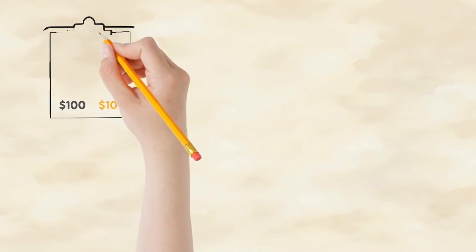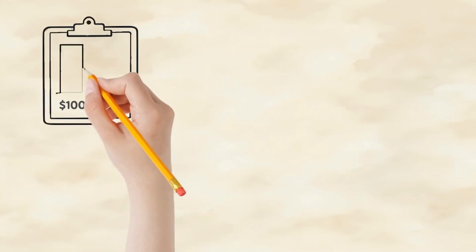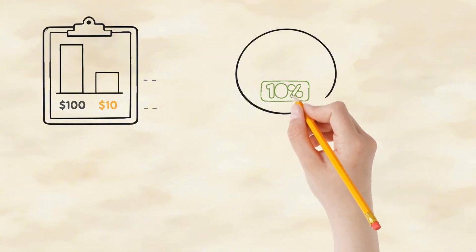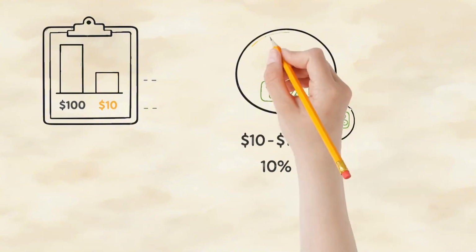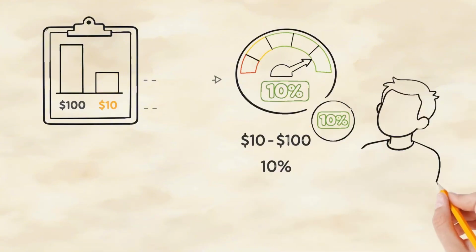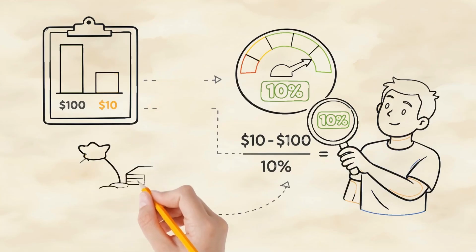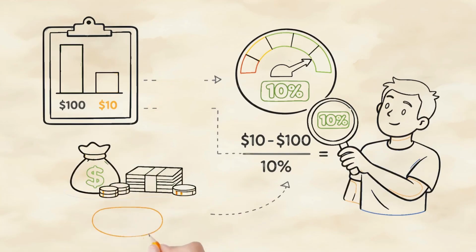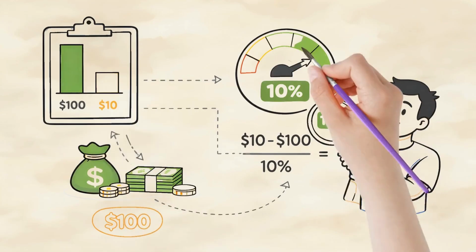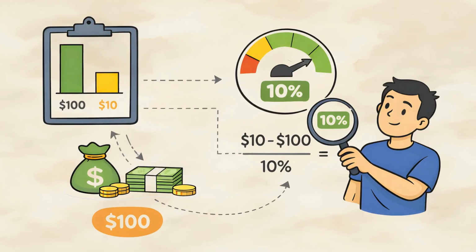Profit margin is the percentage of revenue that becomes profit. It matters because margins show efficiency, how well a company turns sales into earnings. Example, $10 profit on $100 revenue is a 10% margin. Common mistake, focusing only on revenue growth and ignoring whether the company keeps any profit.